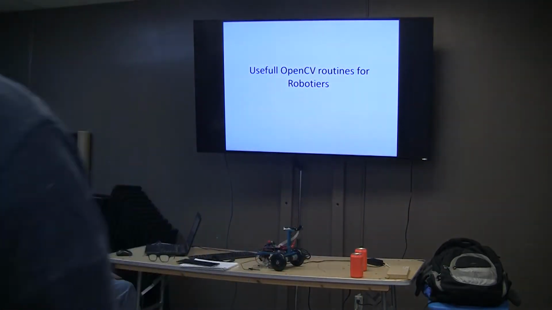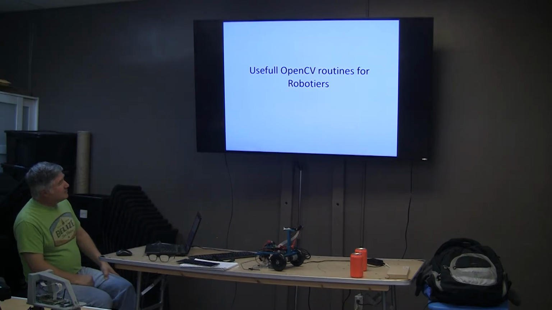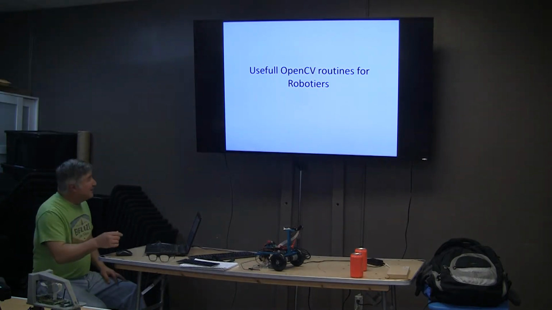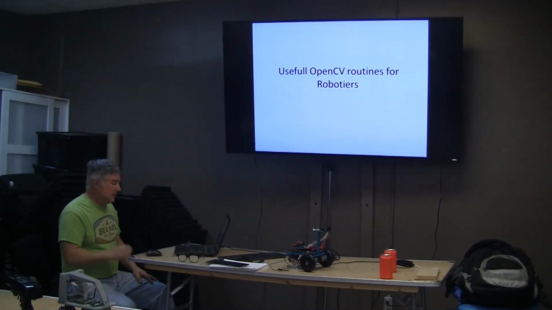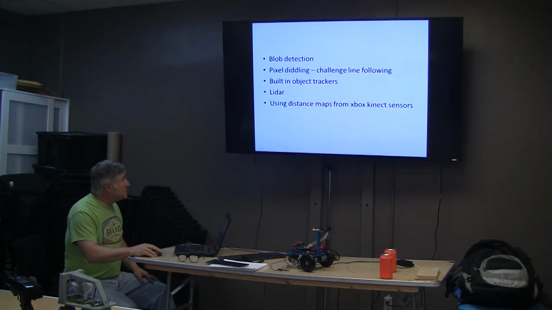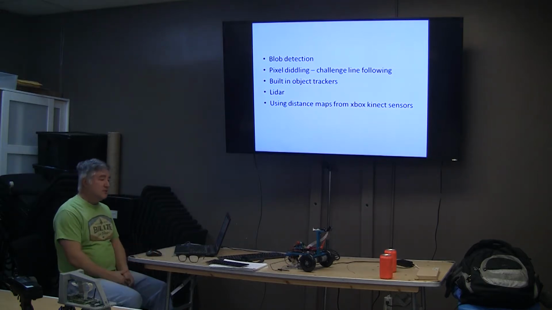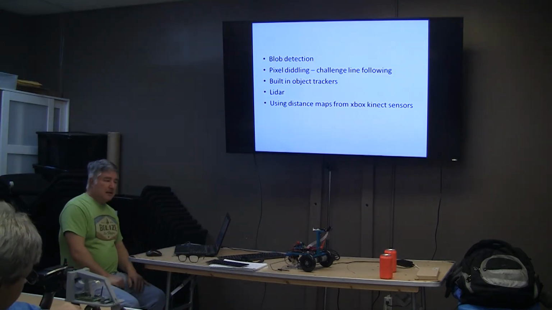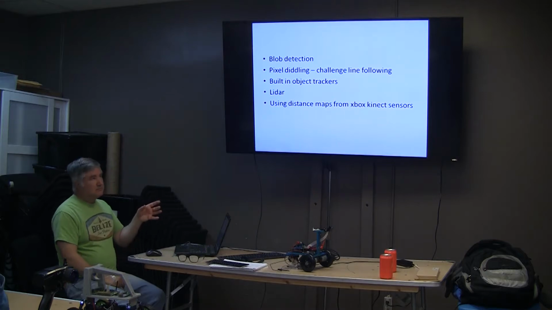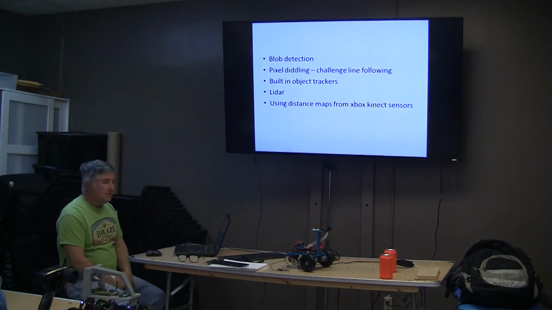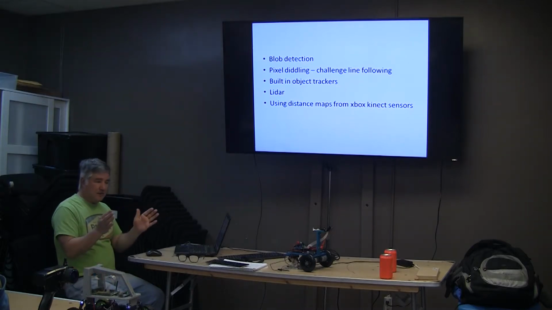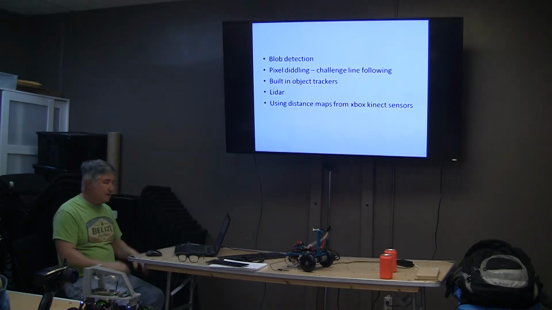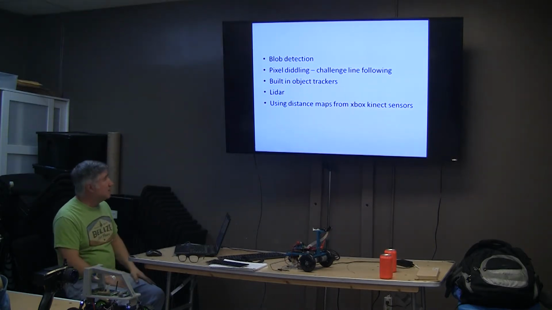All right. So hopefully you'll think these routines are useful. They're kind of things that we use for our robots. So one of them is blob detection, to locate something by its color. There are other ways to do that. You can also figure out if it has the right size and the right color to discriminate different size objects that may have the same color.